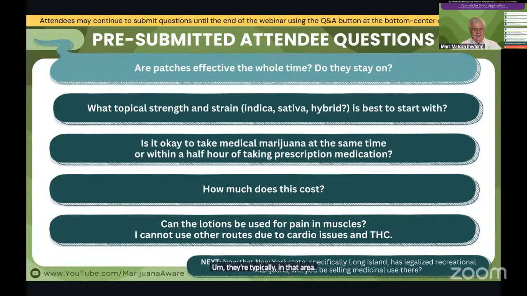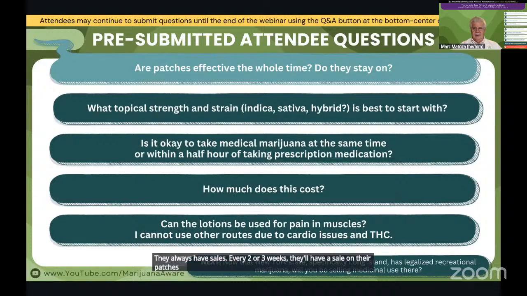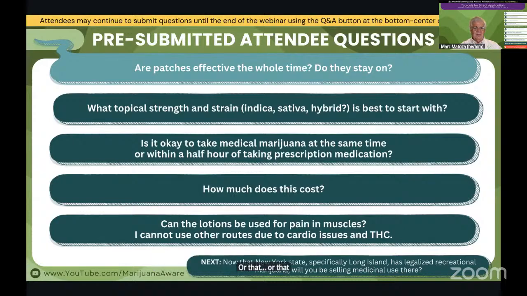I also have a little tip. I'm a shopper, so I get the emails from the dispensaries. They always have sales. Every 2 or 3 weeks, they'll have a sale on their patches, where, for example, that $10 patch will be more like $5 or $6, or that $12 patch will be more like $6. So you'll also be able to find them.